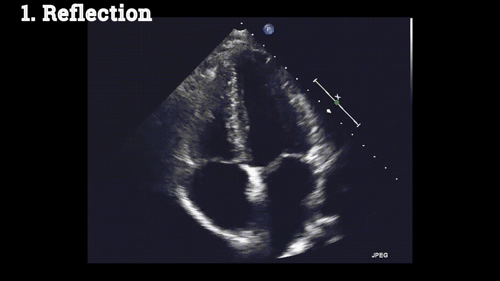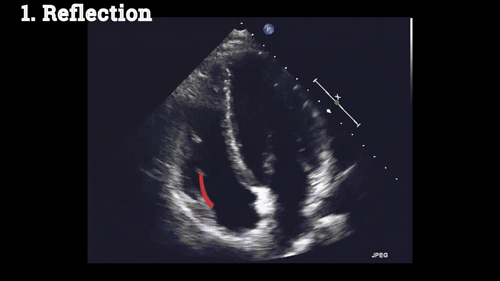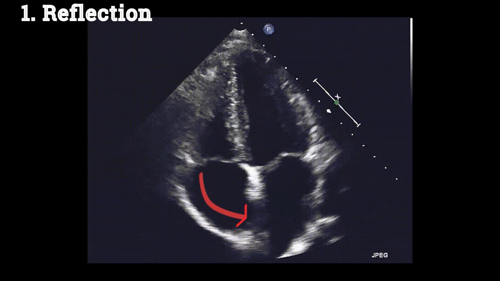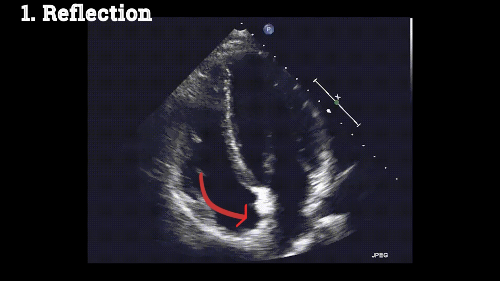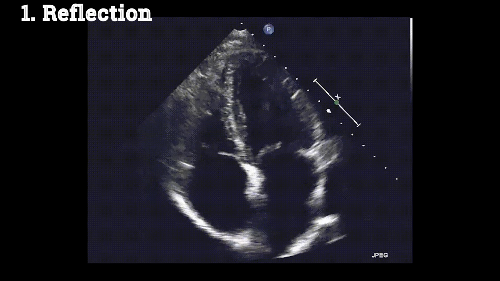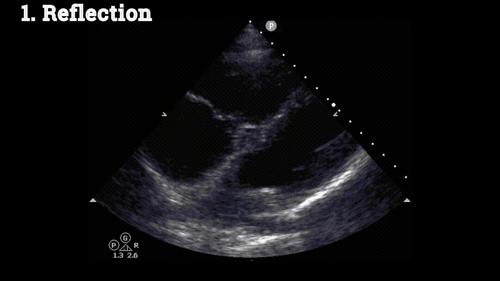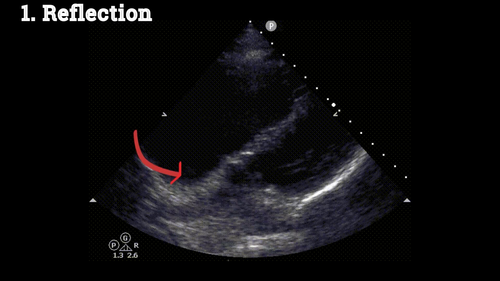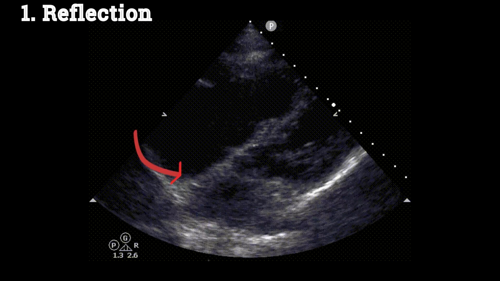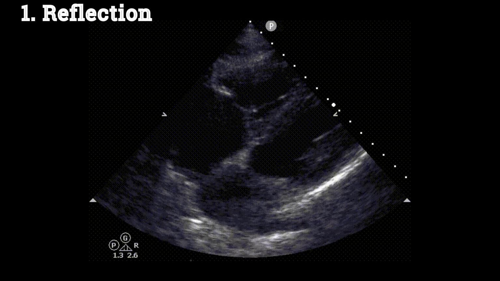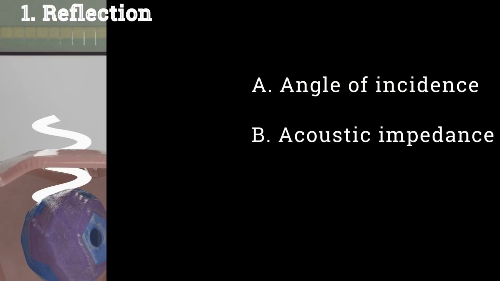Here we see an example of this in action, also in the apical four-chamber view, while looking at the interatrial septum. It would appear there is an atrial septal defect, but because of the dropout, we cannot make this determination. To get this structure as close to 90 degrees to the ultrasound beam, we will use the subcostal view as seen here. Acoustic impedance.